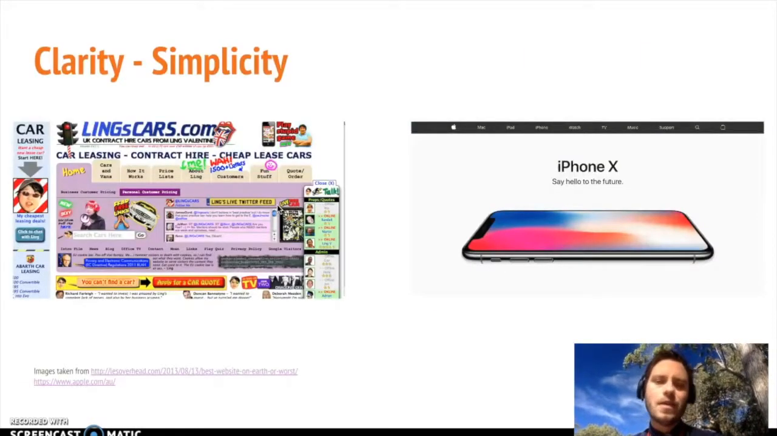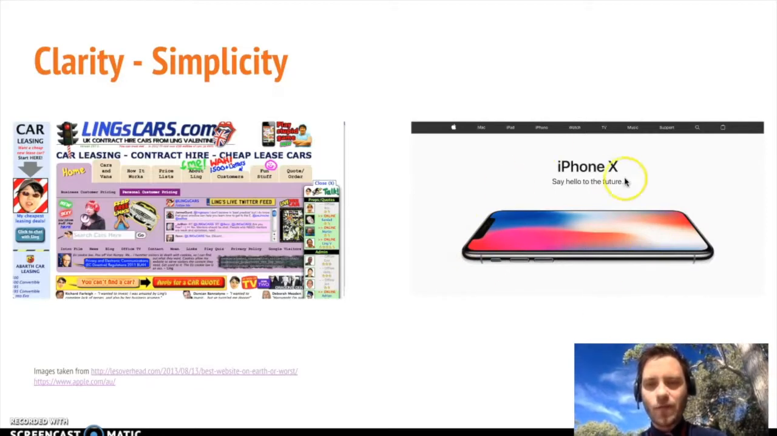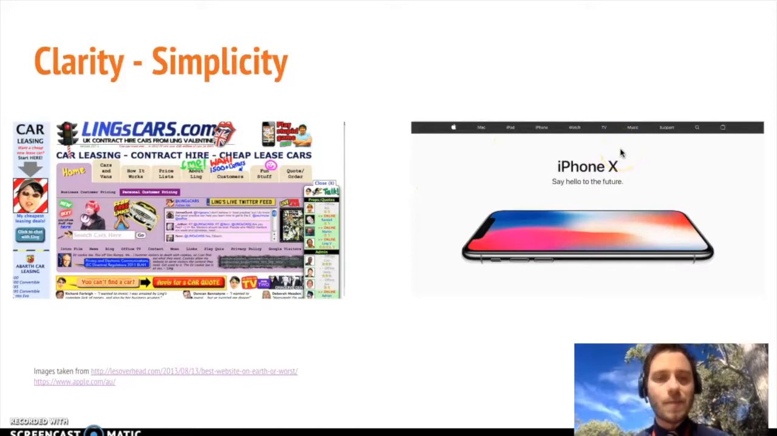We next look at clarity, and firstly simplicity. So when we're looking at this, we can see a very simple website over here, the iPhone website, the Apple website. Over here we can obviously see a very cluttered website. So it's important that our website is very simple so that people can actually get to where they need to get to and see the message that the company is looking to promote.